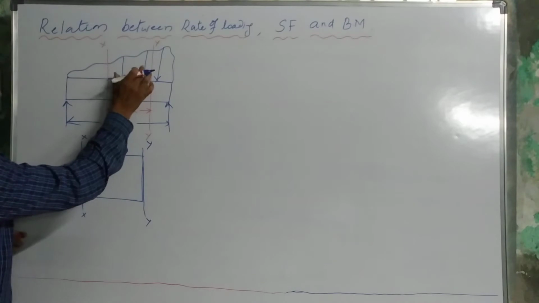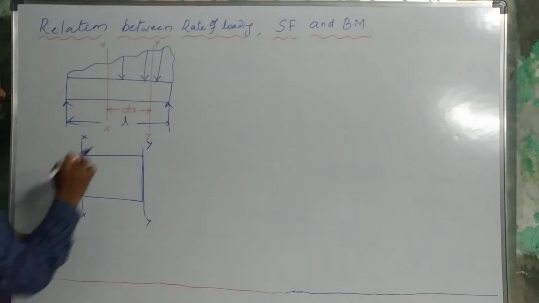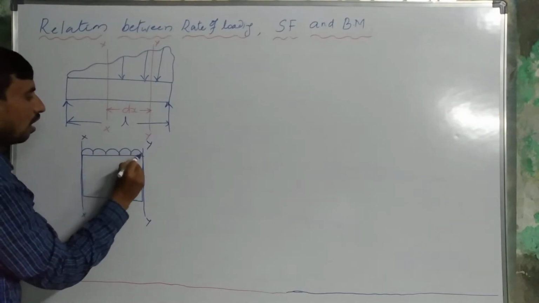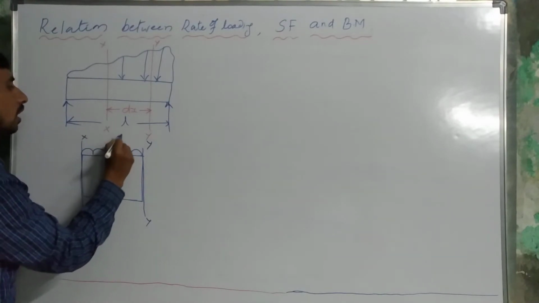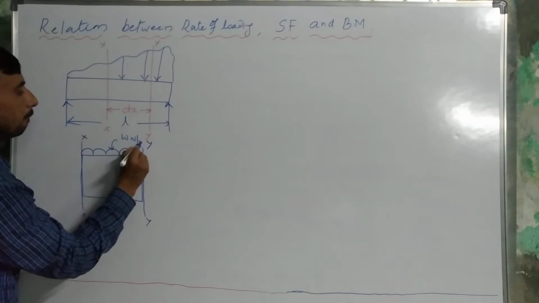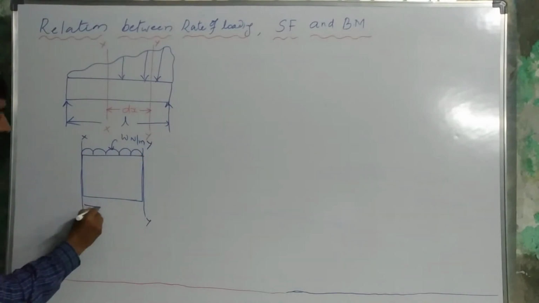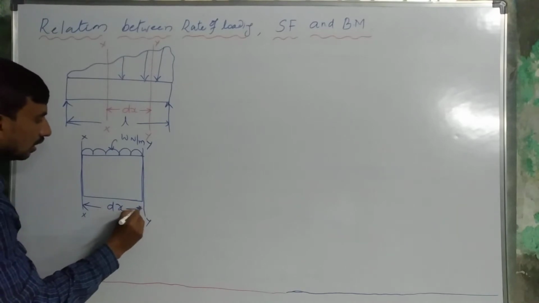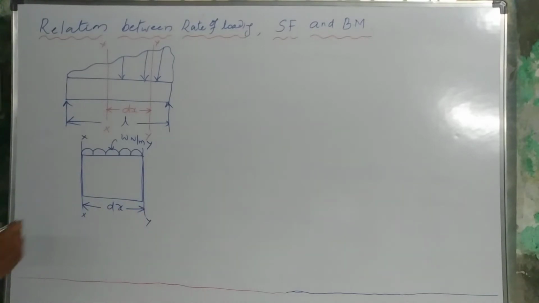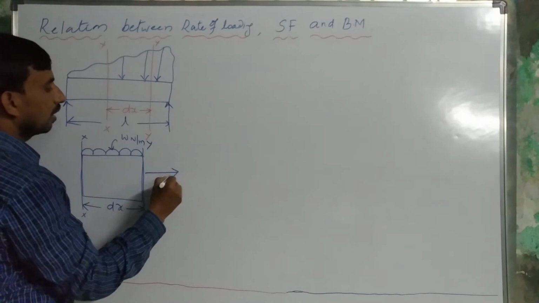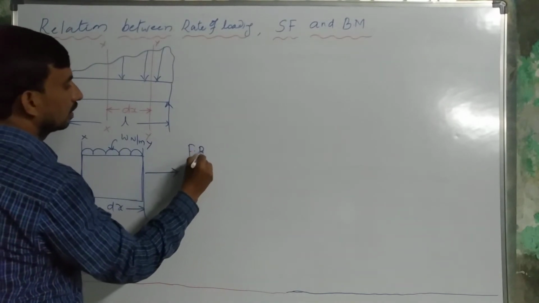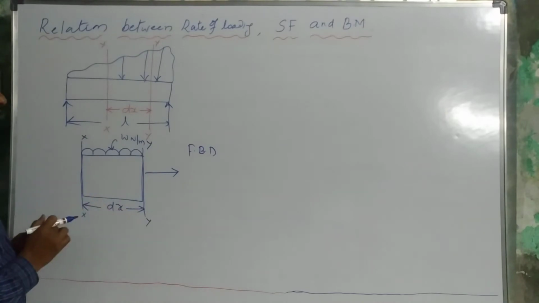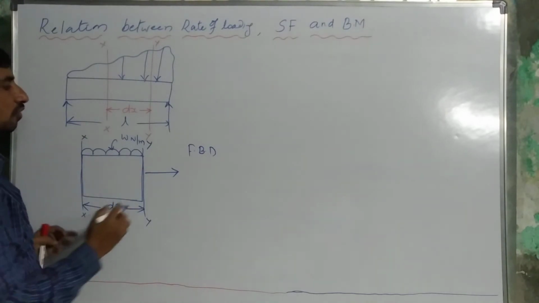Now as here it is a generalized condition of loading, that loading I will consider as a UDL of magnitude W Newton per meter. And the distance between these two sections is dx. Now, I will draw a free body diagram for this UDL over a span of dx distance of an elemental portion of the beam.